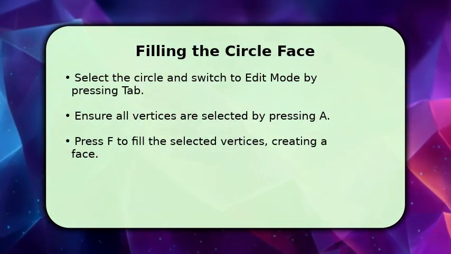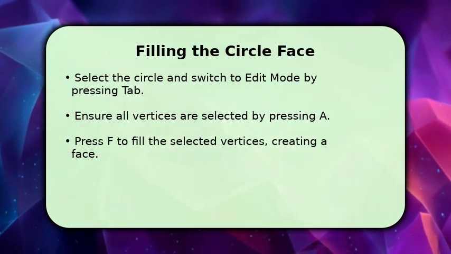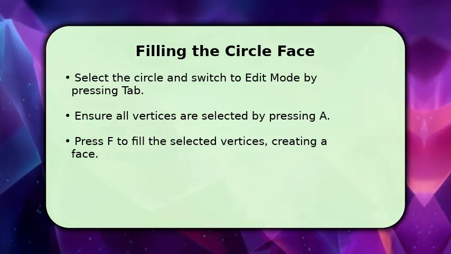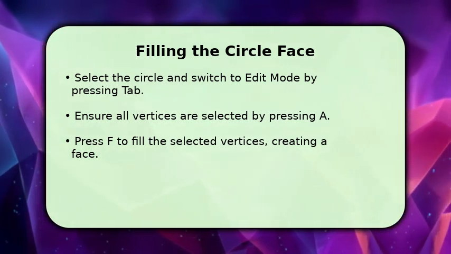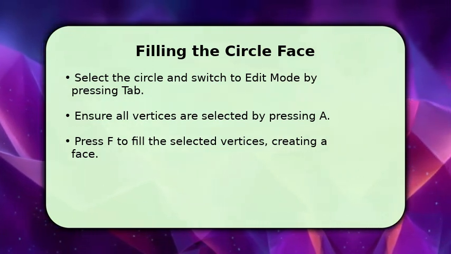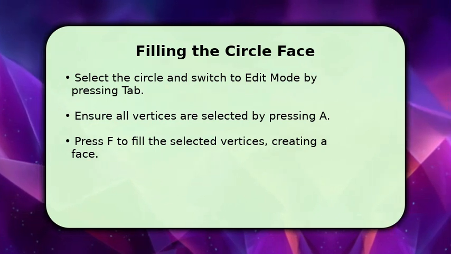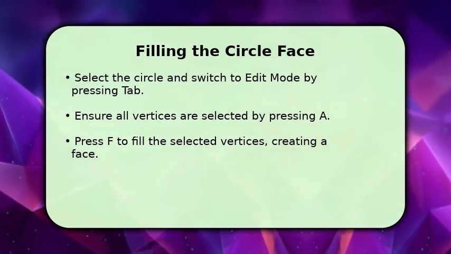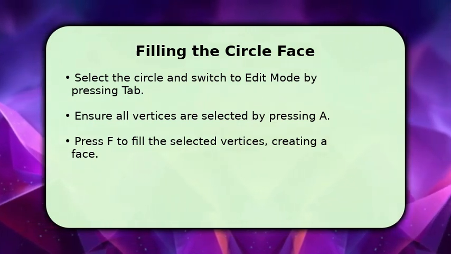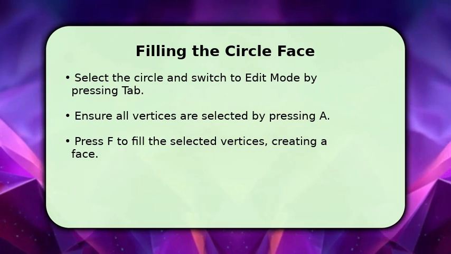A newly added circle is typically just an outline. To create a solid face, select your circle and press Tab to enter Edit mode. Once in Edit mode, ensure all the circle's vertices are selected. If not, press A to select everything. With all vertices highlighted, simply press the F key. This action will fill the entire area enclosed by the circle, creating a solid face.